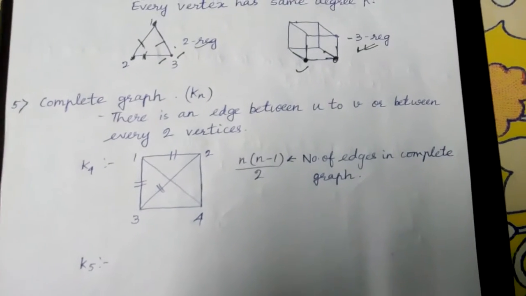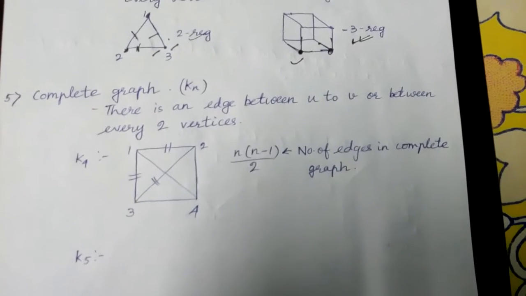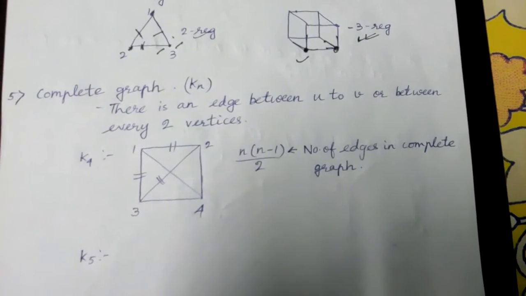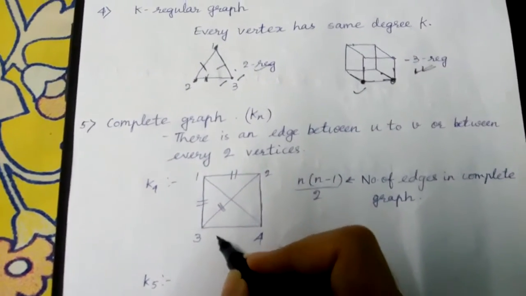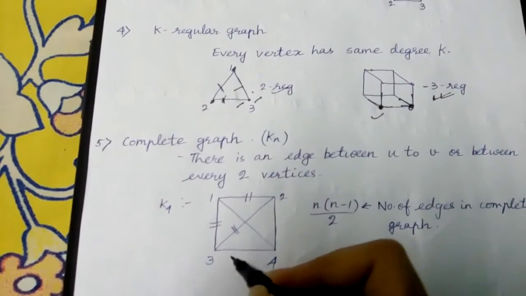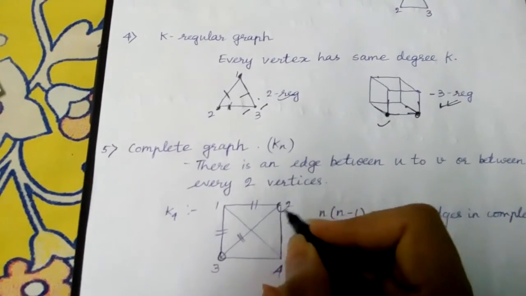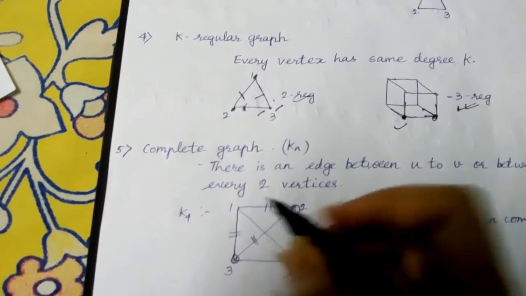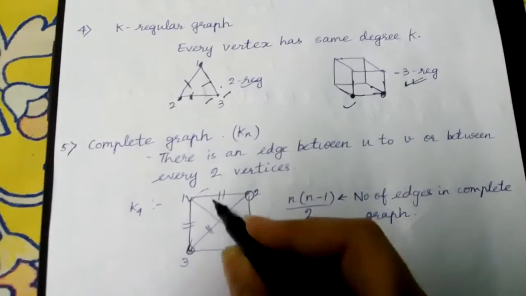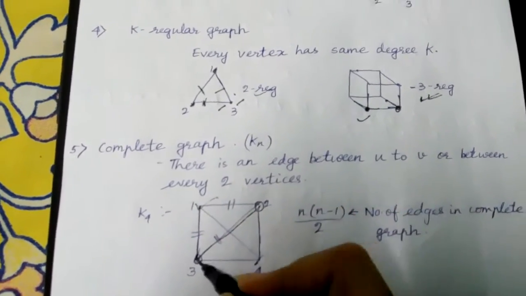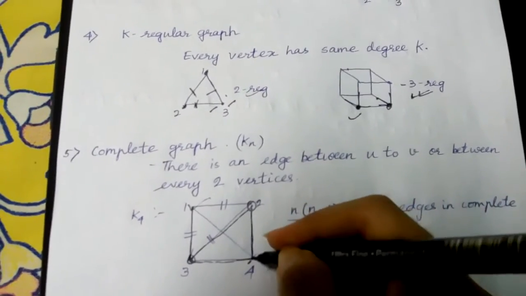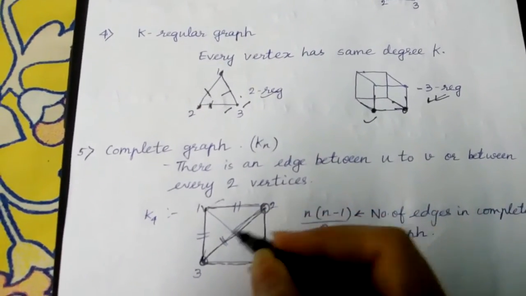Now, for the complete graph, what is a complete graph? This is very important. For the complete graph, there is an edge between U and V, or between every 2 vertices. So you look at this carefully. This is a K4 graph and each of them has an edge with each of the vertices. So you see this vertex is connected. This and this is connected. This and this is also connected. So each of them is connected with each other. So 3 is connected with 2, 3 is connected with 1, 3 is connected with 4. Similarly, 2 is connected with 4, 2 is connected with 1 and 2 is connected with 3.